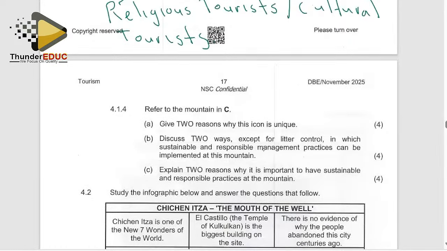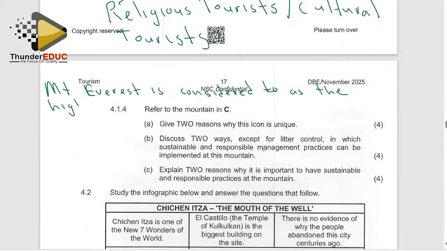So Everest is considered to be, it's not the highest mountain, but Mount Everest is considered as the highest peak on Earth above sea level. That is the highest peak on Earth above sea level.